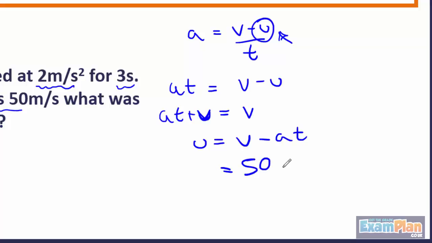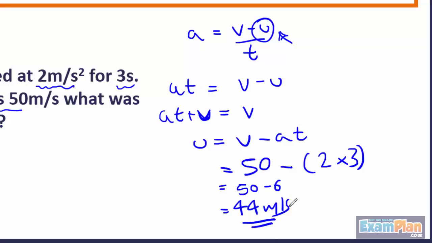u equals 50 meters per second minus 2 times 3. We need to make sure we do the 2 times 3 first. So our final step is 50 minus 6, giving us an answer of 44 meters per second.